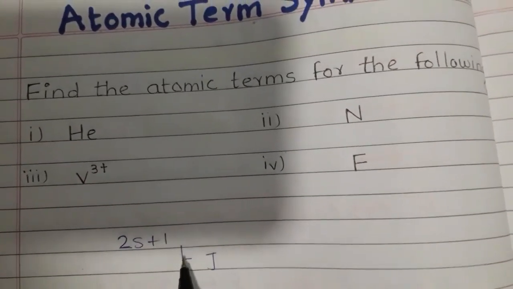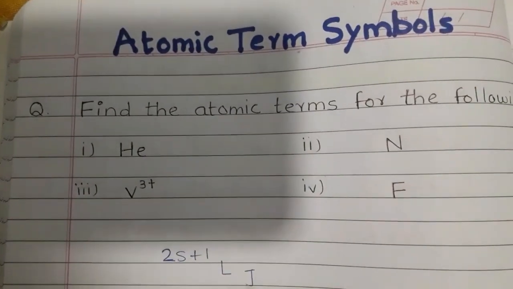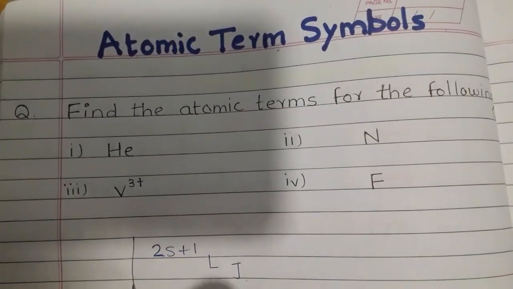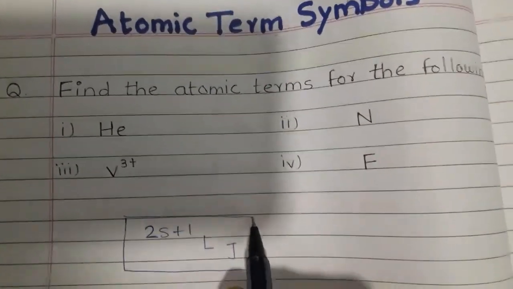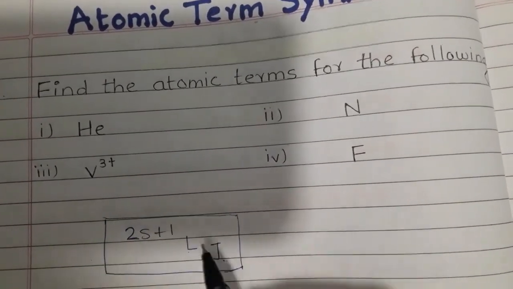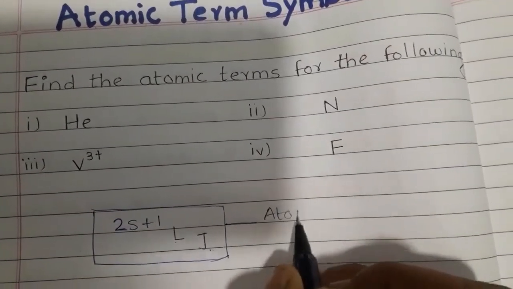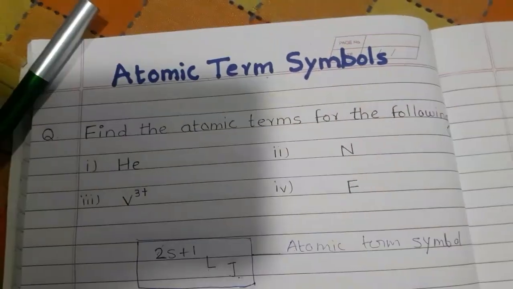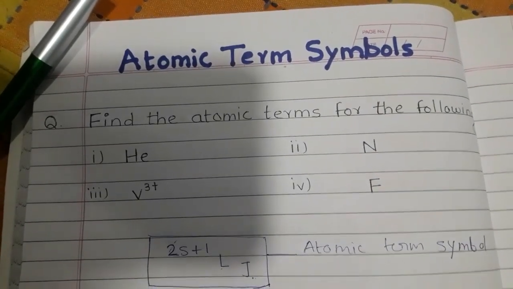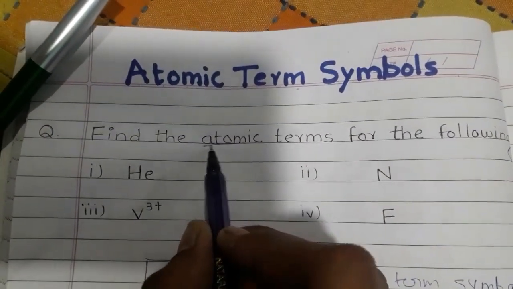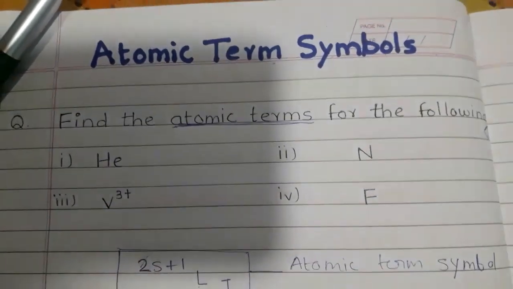If you calculate 2S plus 1, L, J, that means you are finding out the atomic term symbol as a whole. But here you can see in the question, they have asked only atomic terms. Here I am underlining this. They said to find out only atomic terms, not the atomic term symbol.